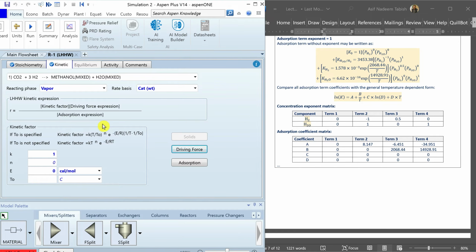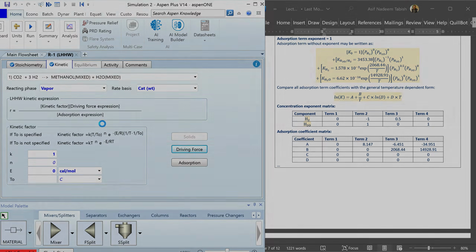So both of these reactions have been defined. Let's save this file for use in the later part of this video.